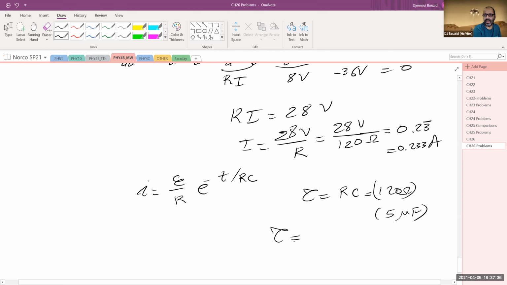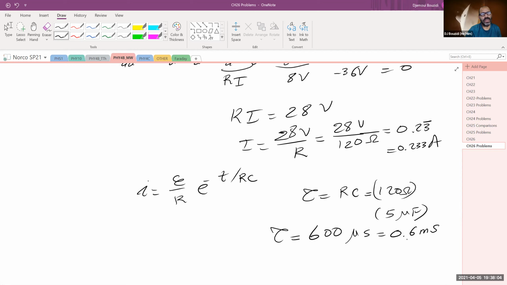So tau in my circuit is equal to 5 times 120, which is what? 600. Yeah, it's 600 microseconds, or 0.6 milliseconds. You have to be very careful in here with this time scale. It's a very small number, okay? 0.6 milliseconds, or 6 times 10 to the negative 4 seconds. So that's how much tau is.